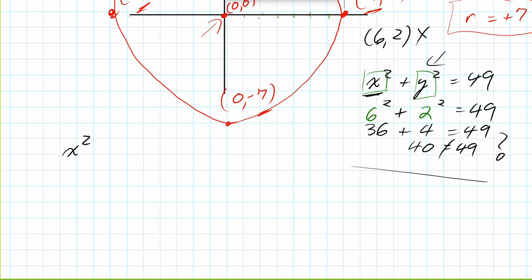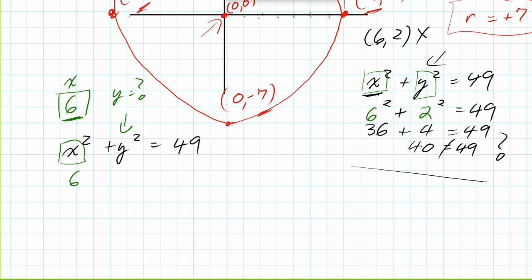We'll take the original equation, x squared plus y squared equals 49. We want to know, when x is 6, what are the possible y values? So what we're going to do is plug in 6 for x and solve for y. So we get 6 squared plus y squared equals 49. Well, 6 squared is 36. So 36 plus y squared equals 49.